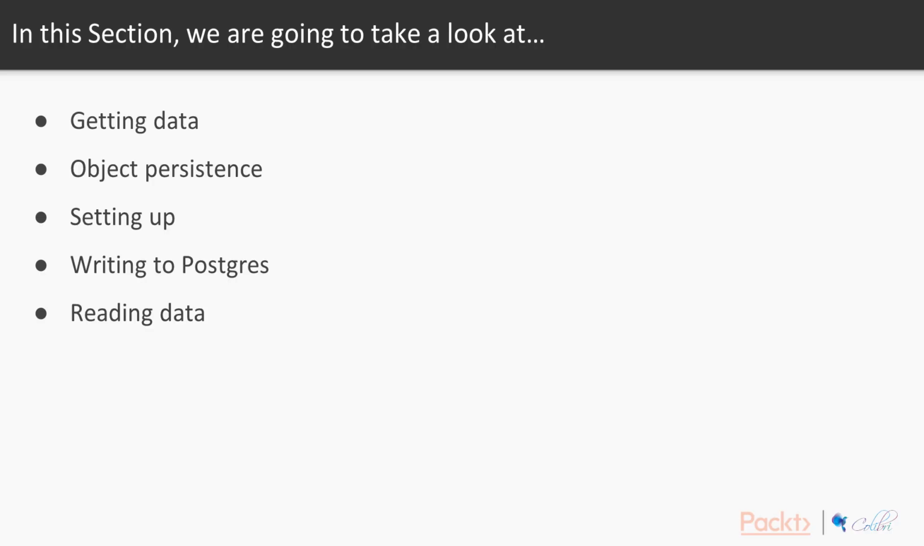In order to do that, we're going to parse a JSON file into a native Java object, or POJO. Next, we're going to introduce Hibernate, and how it's useful for object persistence. After that, we're going to set up and connect to a Postgres database before moving on to using Hibernate to write to that Postgres database. And lastly, using Hibernate to read data from Postgres.